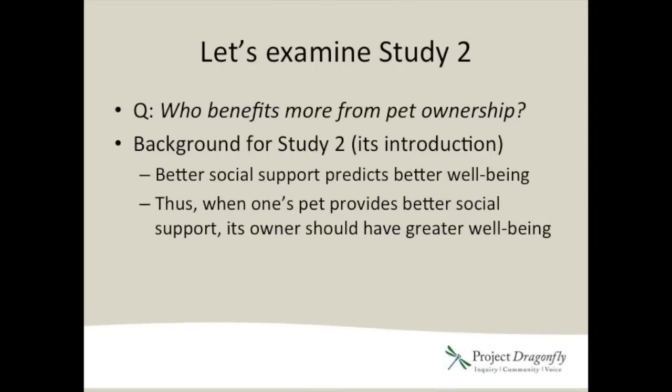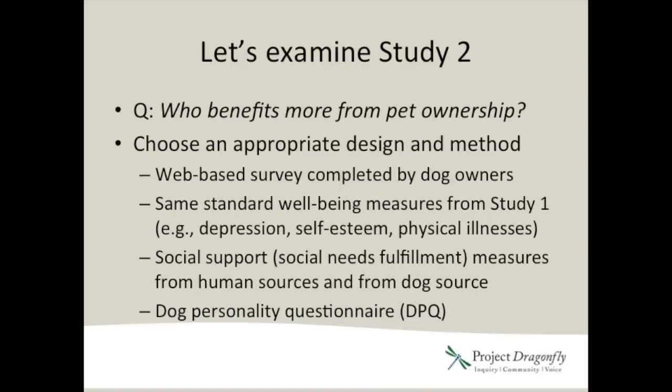Study 1 showed that pet owners enjoy some benefits more than non-owners, but Study 2 asked a different question. Who benefits more from pet ownership? The introduction provides some background to remind readers that better social support overall predicts better well-being. Thus, the focus of Study 2 is on whether one's pet can serve such a role. Specifically, it's hypothesized that when one's pet provides better social support, its owner should enjoy greater well-being. So our next step is to choose an appropriate design and methodology.